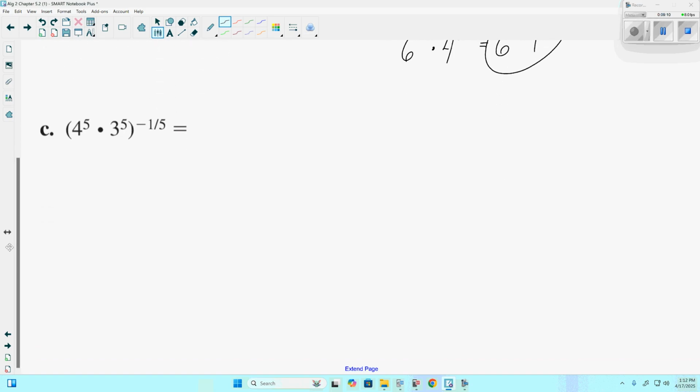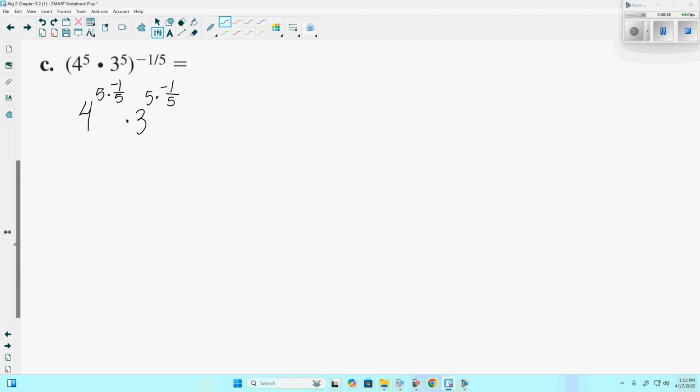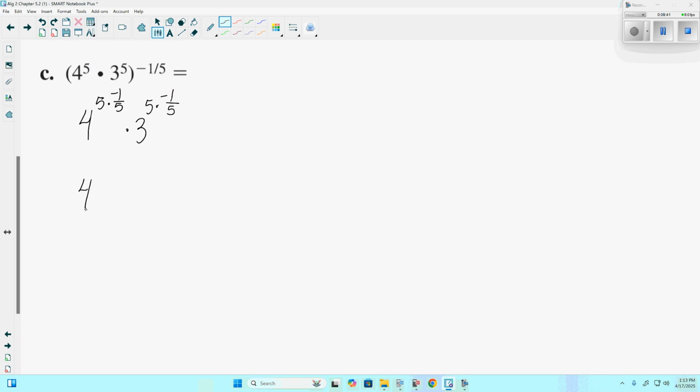Now we can treat C the exact same way we just did B, because we do have a power of a product. So we can multiply here, telling us that we have 4 to the 5 times negative 1/5 times 3 to the 5 times negative 1/5. Questions on this so far?